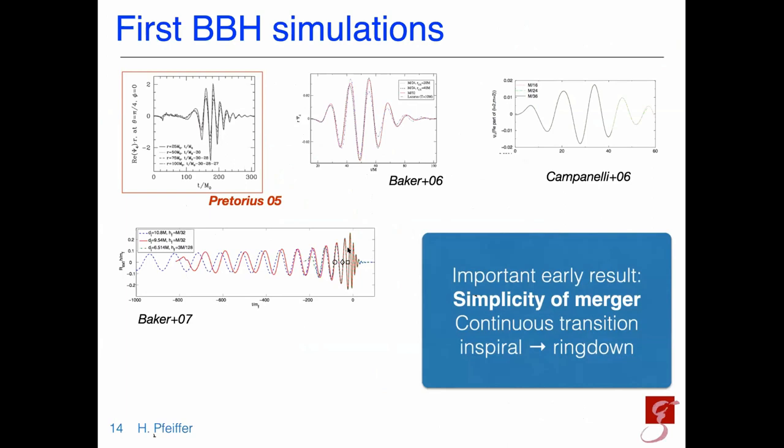What already came out of these early simulations is that the merger of two black holes looks very, very simple. It's a continuous transition from inspiral to ringdown. And it's this simplicity, that you don't have any chaotic features or long-lived nonlinear behavior, that is one of the reasons why simulating black holes is actually possible, and making waveform templates with the high quality we have is possible.